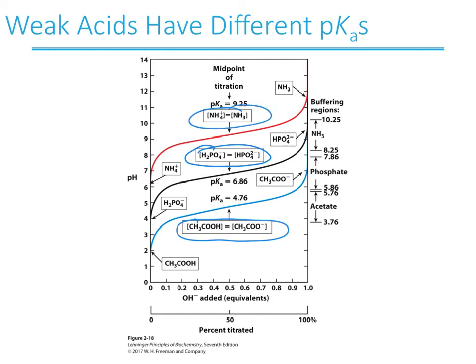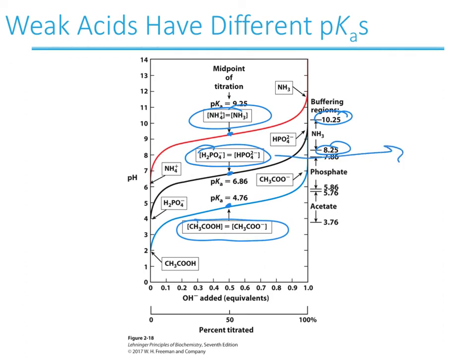and then the red line would be for ammonium. So the point here is that every different acid will have its own buffering region, which will be 1 pH unit above and below its pKa. So for acetic acid, we saw what that was on the last slide. For dihydrogen phosphate, that will have a buffer between 5.86 and 7.86. And then for ammonium, that buffering region is in between 8.25 and 10.25 pH.